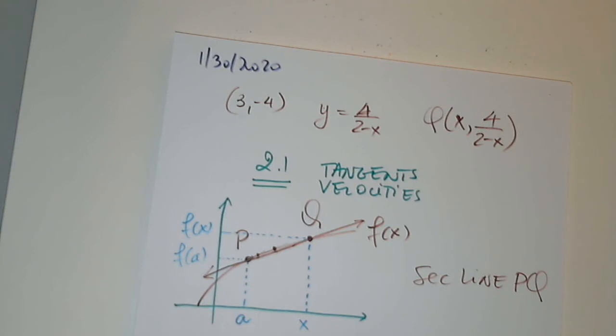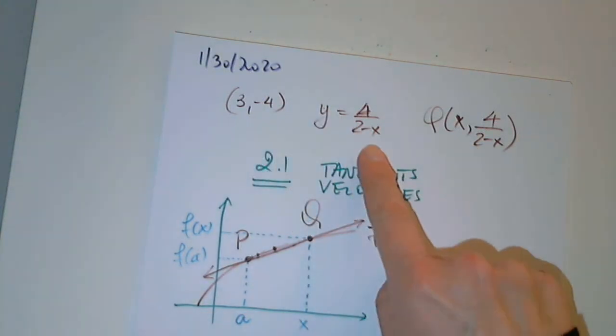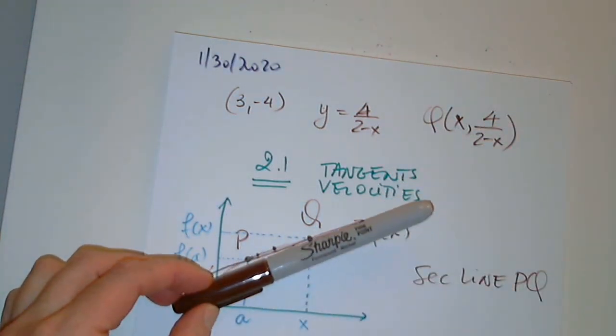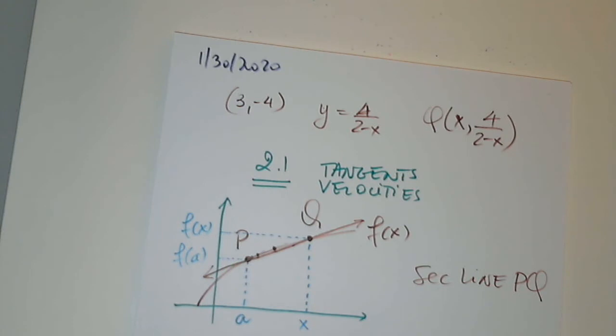Agreed so far? So with these 2 points and the given function, I can determine the slope of the secant line PQ. And if you remember, we talked about this during the skills assessment, and we said this is exactly the average rate of change of this function between P and Q. We remember that? It's the slope of the line connecting P and Q. So it is the slope of the secant line PQ, which is the same thing as the average rate of change of this function between P and Q.